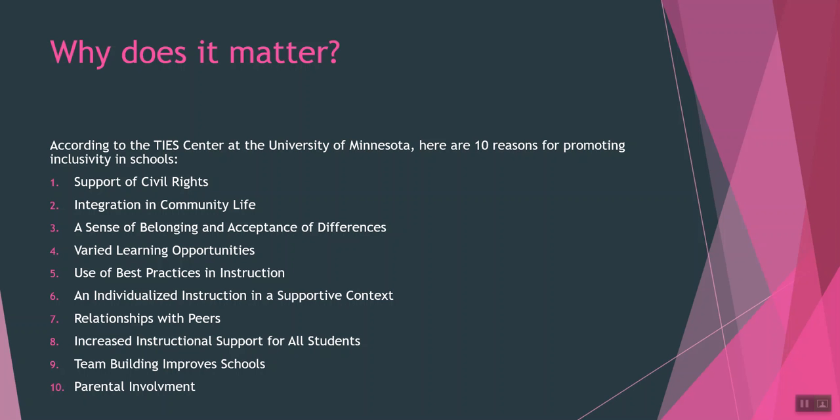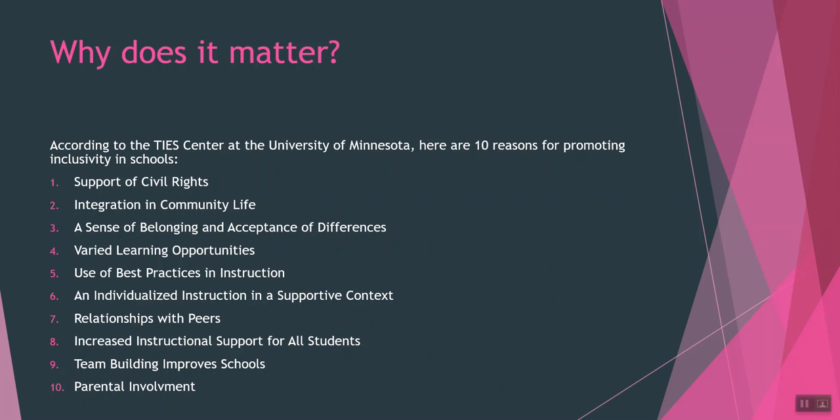Number three, a sense of belonging and acceptance. Are all students being treated with equal respect? When you see a student behaving differently from a typical student, how are you addressing them about that behavior? Are students with special needs allowed to play at recess and have lunch with students in the general population?